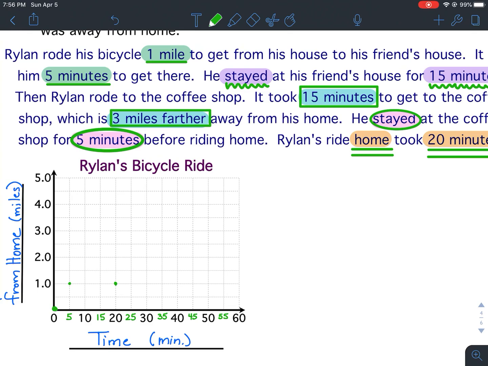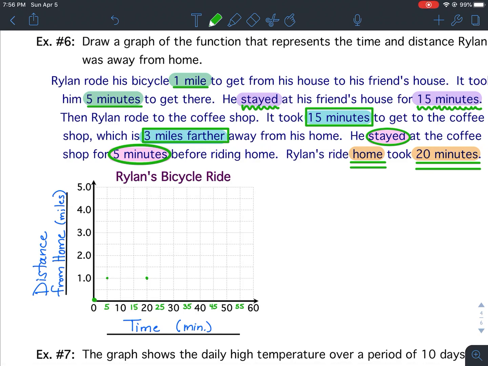So then he leaves his friend's house and he goes to the coffee shop. It took 15 minutes to get to the coffee shop, which is 3 miles farther. Now this is the key. He is already 1 mile from home. Now he goes 3 miles farther. It's not that he's 3 miles away from home. He's 3 miles farther away from where he already was. So you have to take the 1 mile that he's already away and go an additional 3 miles. So 1 plus 3 would be 4. So that means in 15 minutes, he was 4 miles away. So go over 15 minutes and up to 4 miles.